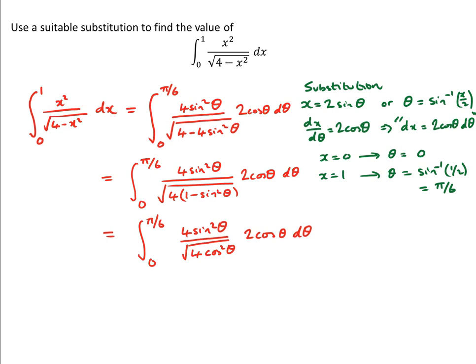We're dealing with angles that are between 0 and pi by 6, so we're definitely dealing with acute angles, and acute angles have positive cosines, so the square root of 4 cos squared theta is just 2 cos theta. So the 2 cos theta we've got on the bottom from the square root of 4 cos squared theta cancels out with the 2 cos theta attached to the d theta. So the integral is the same thing as the integral between 0 and pi by 6 of 4 sine squared theta.